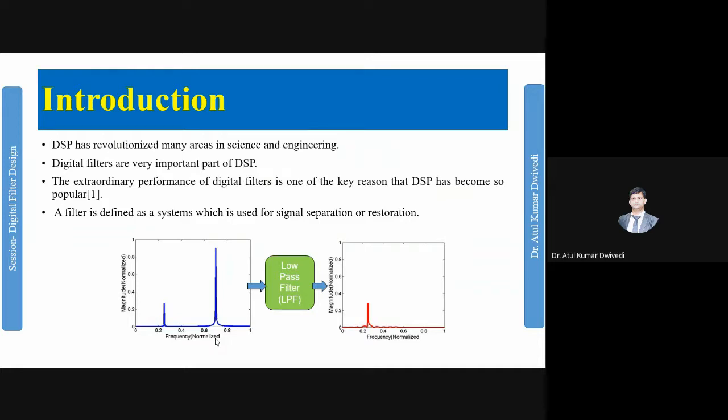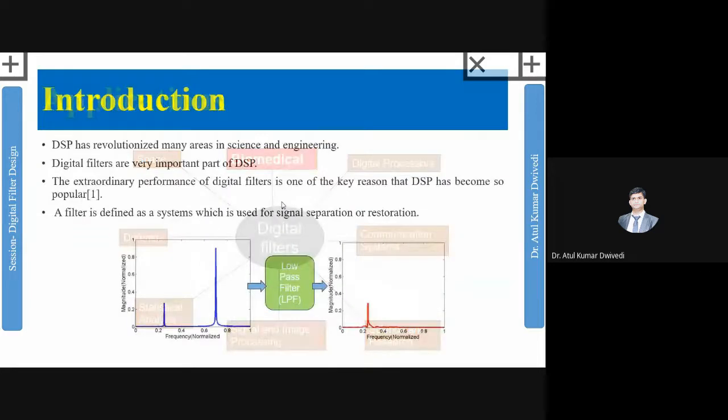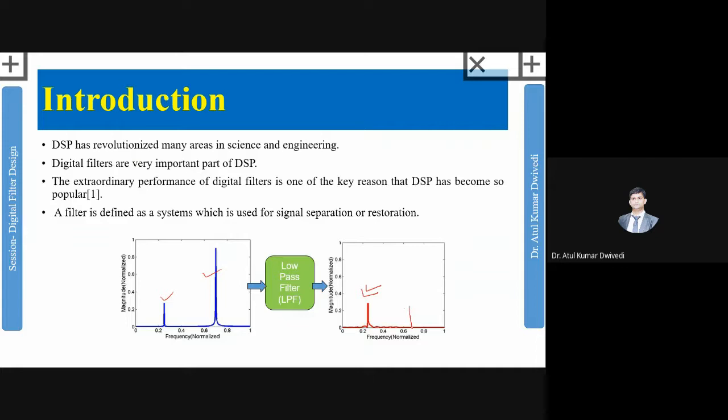Filters are of two kinds. In general, filters can be analog filters, or they can be digital filters. Here you can understand that there were two frequency components in this input, and this is passed through a low pass filter. So the low frequency component remains here, and the high frequency is suppressed. Everyone knows that.